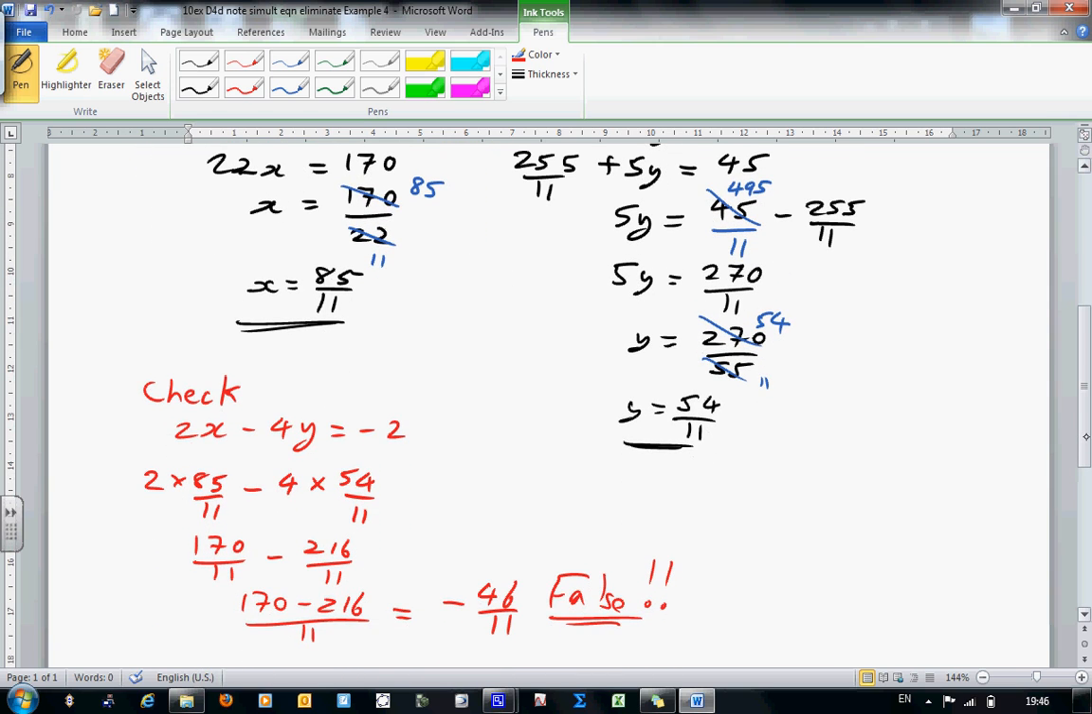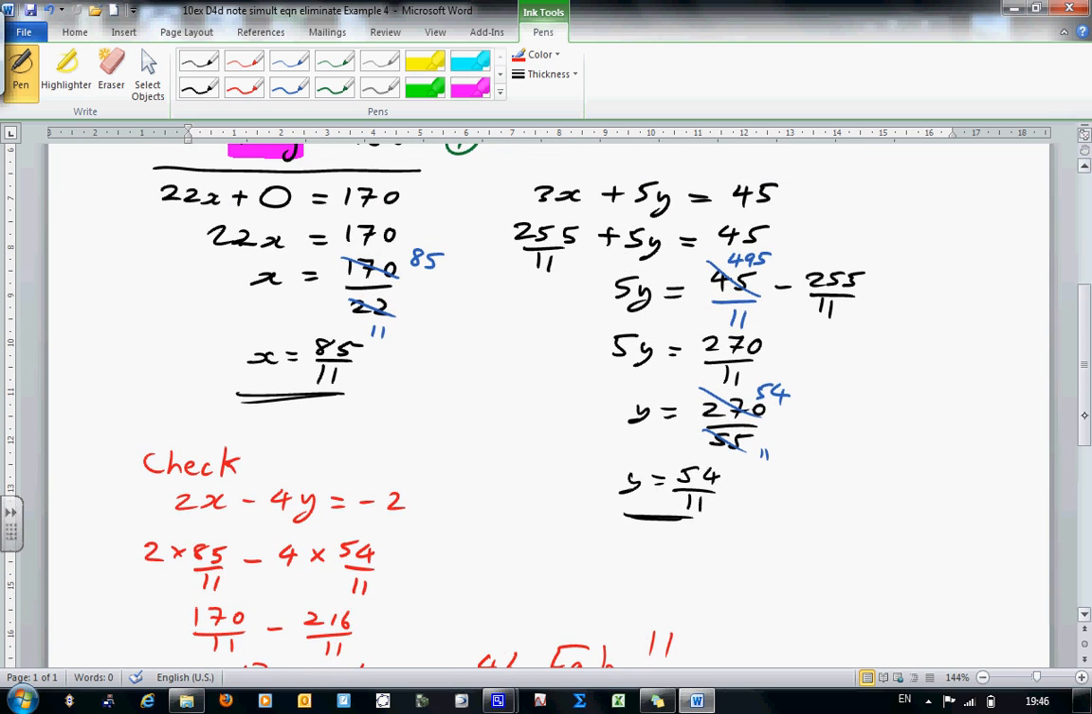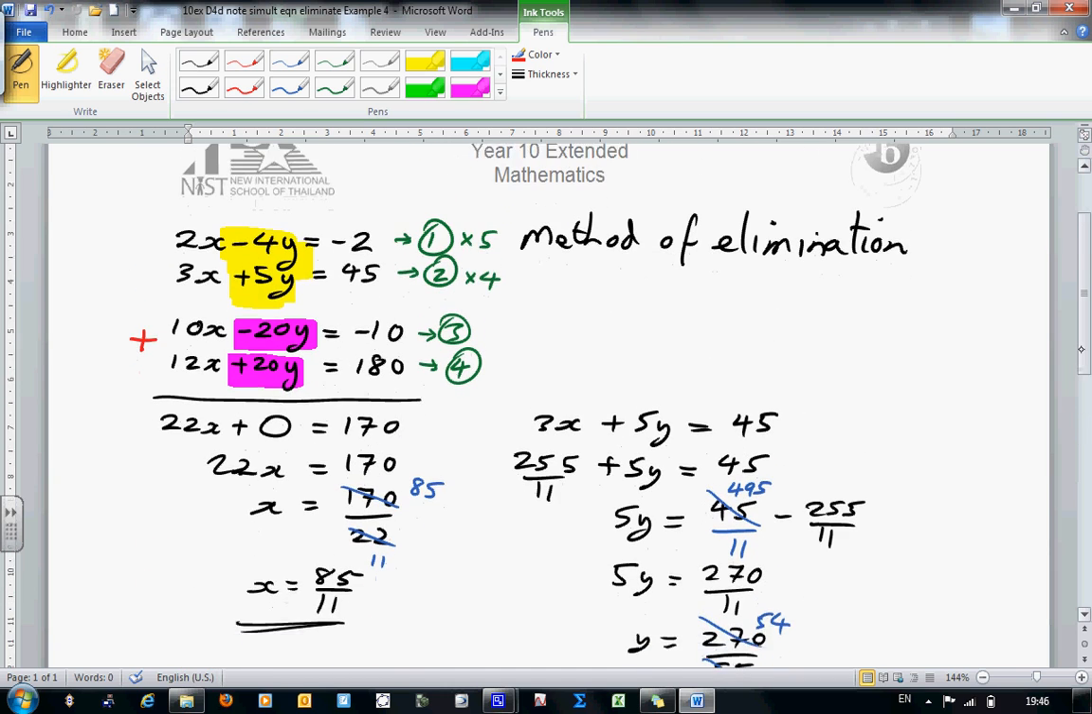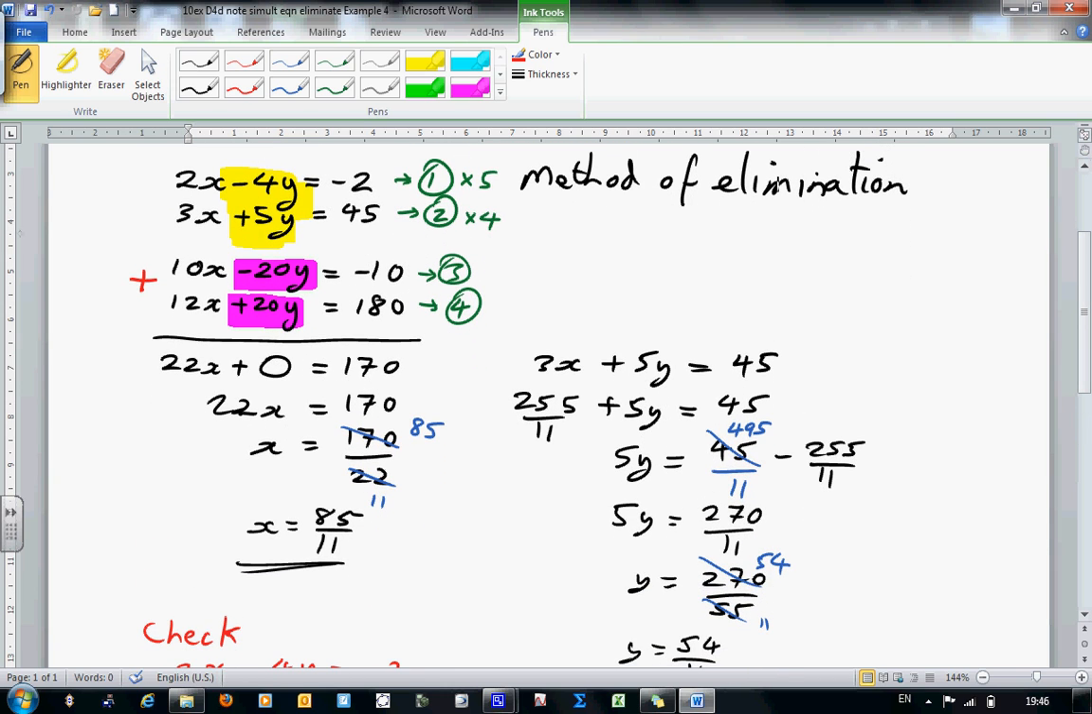5 times 2 is 10. 5 times minus 4 is minus 20. That's minus 10. That's correct. 4 times 40 is 160, 4 5s are 20. That's 180. So that's correct as well. I'm adding this together, and 10 and 12 makes 22, and 170. 170 over 22 is definitely 85 over 11.